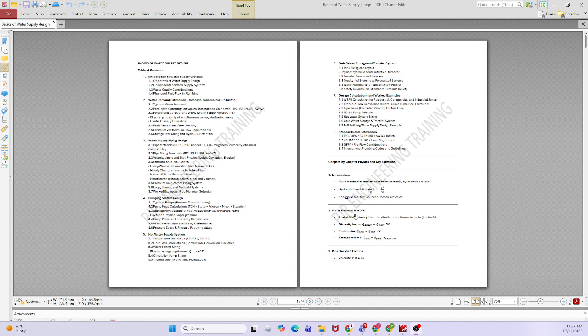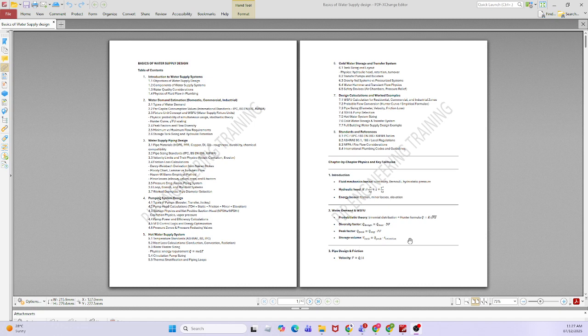Then there is water demand and water supply fixture units. Basically it is based on probabilistic theory. It is not based on peak, and it is not like a chilled water system. The water supply is based on probabilistic theory. Here are some definitions and equations. You can see the diversity factor, peak factor, storage volume, everything is given.